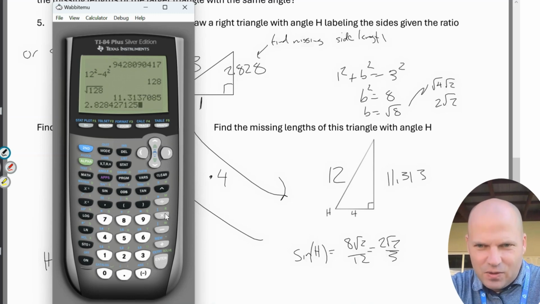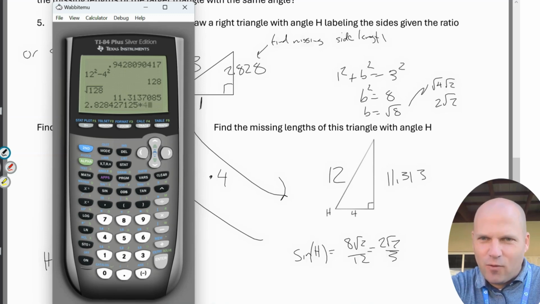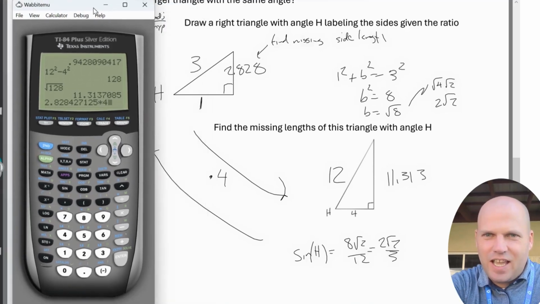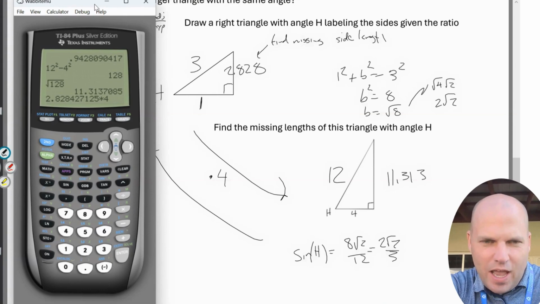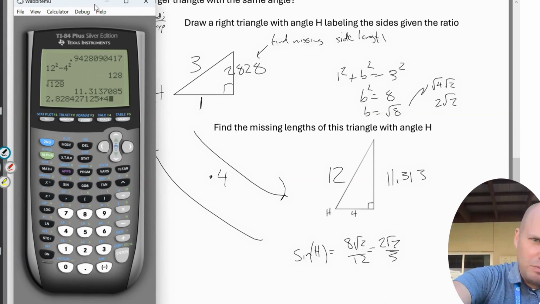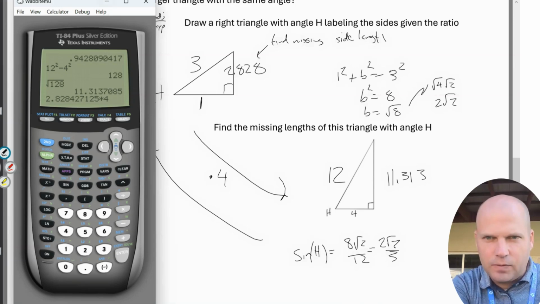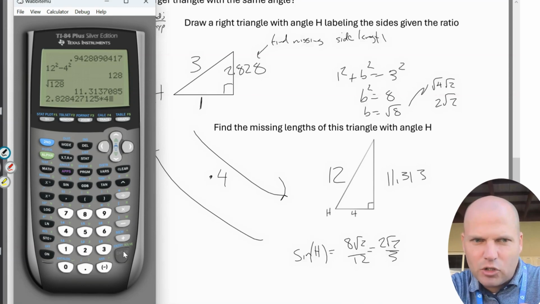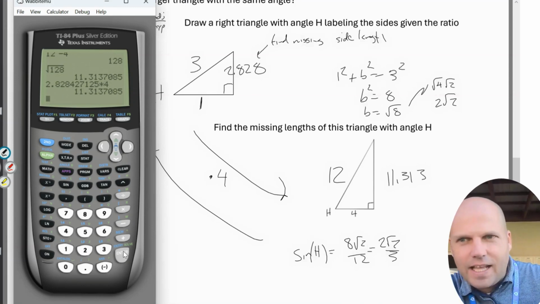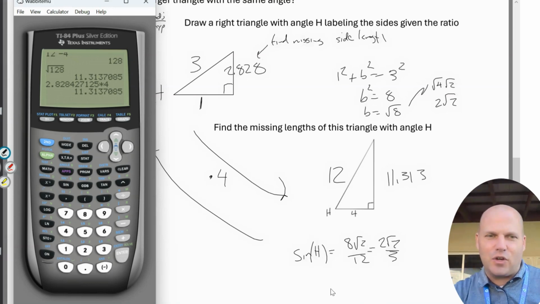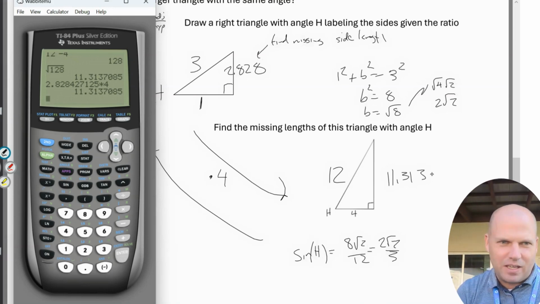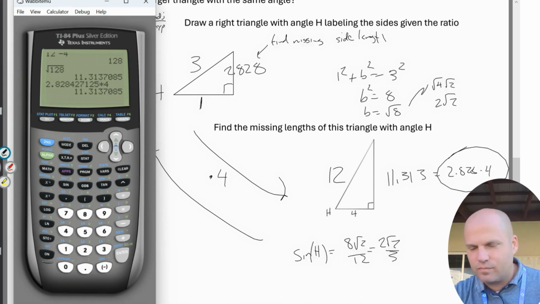But watch this. Take this value, multiply it by 4. Scale this triangle with angle H to make this triangle with angle H that is 4 times bigger than this triangle. Scale this by multiplying by 4. And oh, look at that. We didn't have to use the Pythagorean theorem. This would have just been this length times 4. Cool.